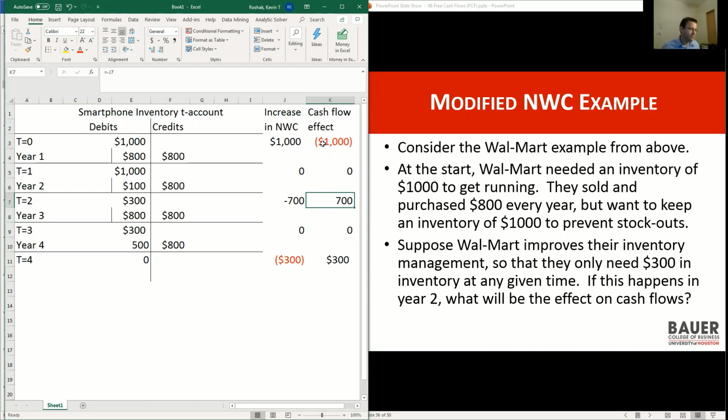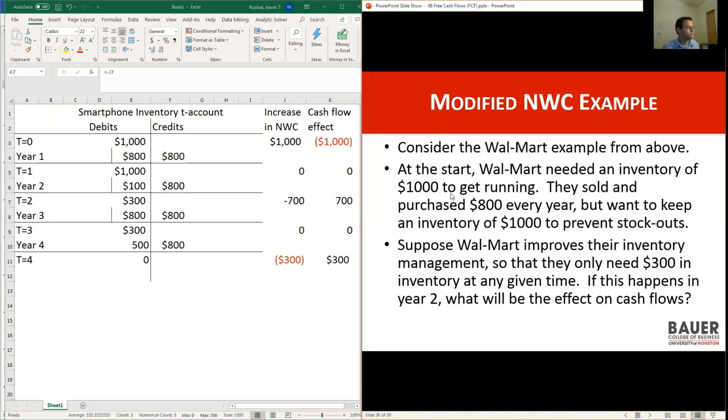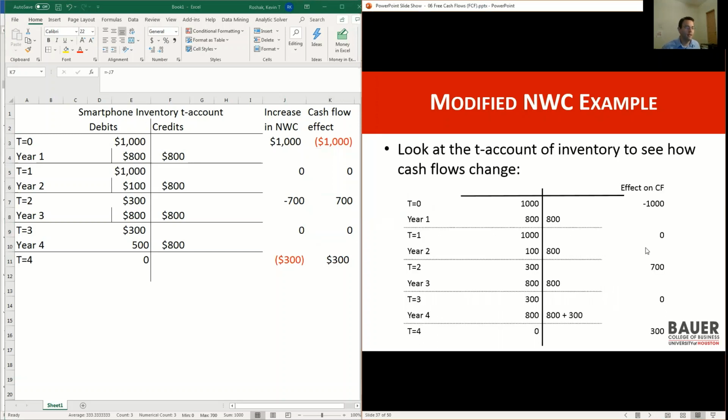In a simple example, the cash flows all sum up, right? You put in $1,000 and then you pull out $1,000 eventually. It's just a question of, do you pull out the $700 earlier by innovating, or do you pull it all out at the end when you wrap up the business? So the T account is in the notes if you need to review that.